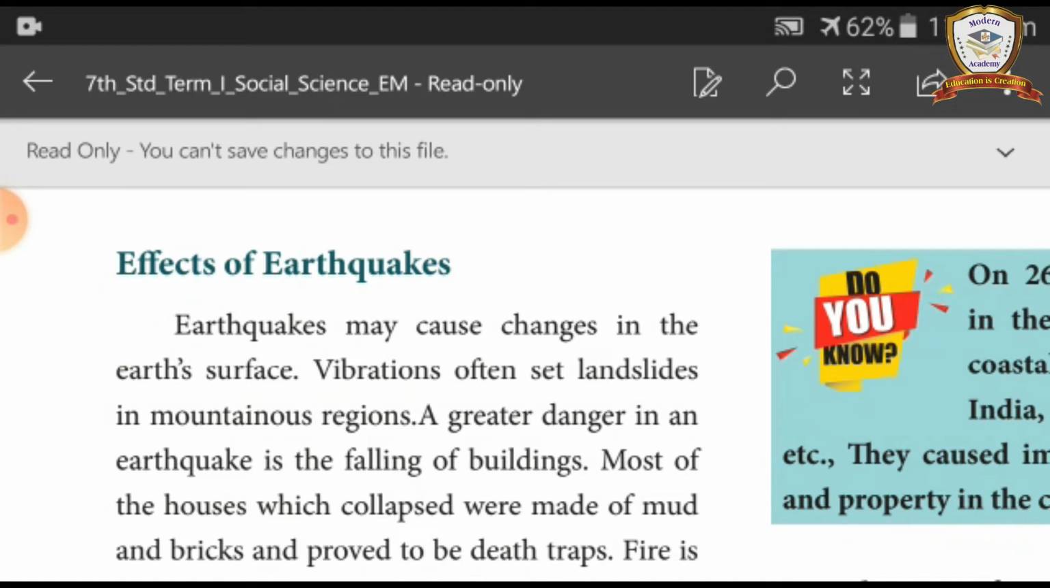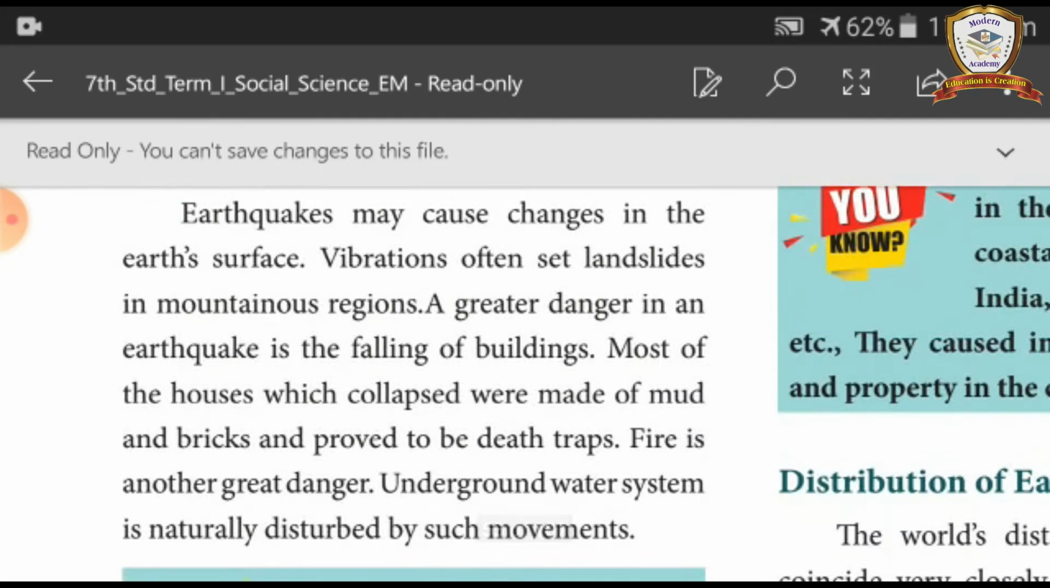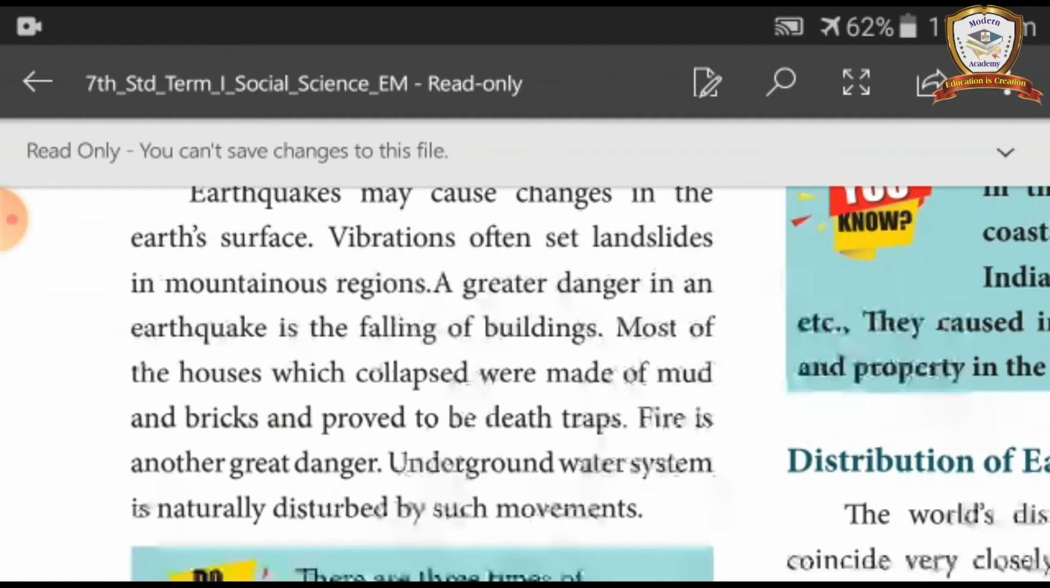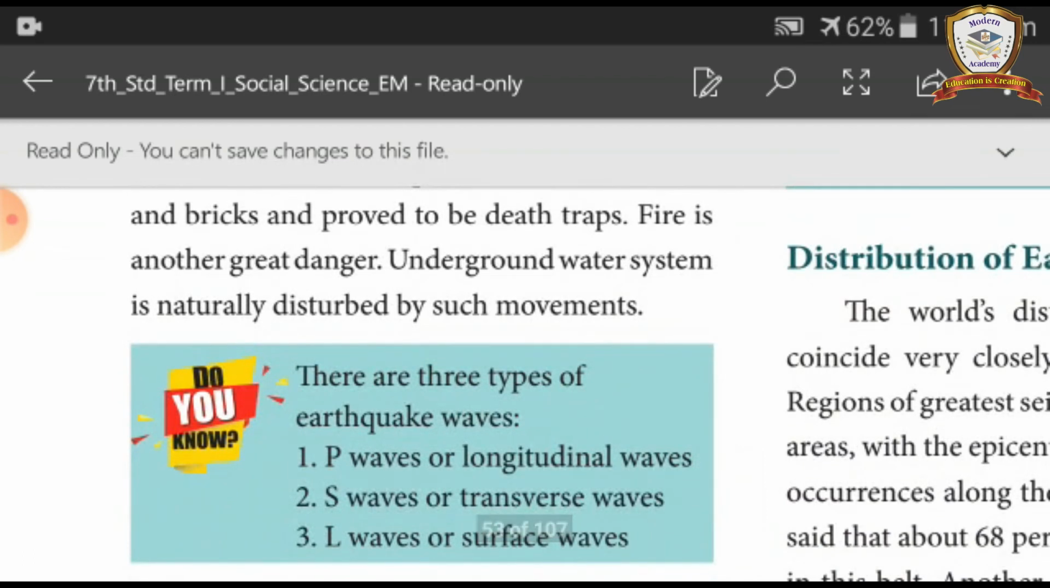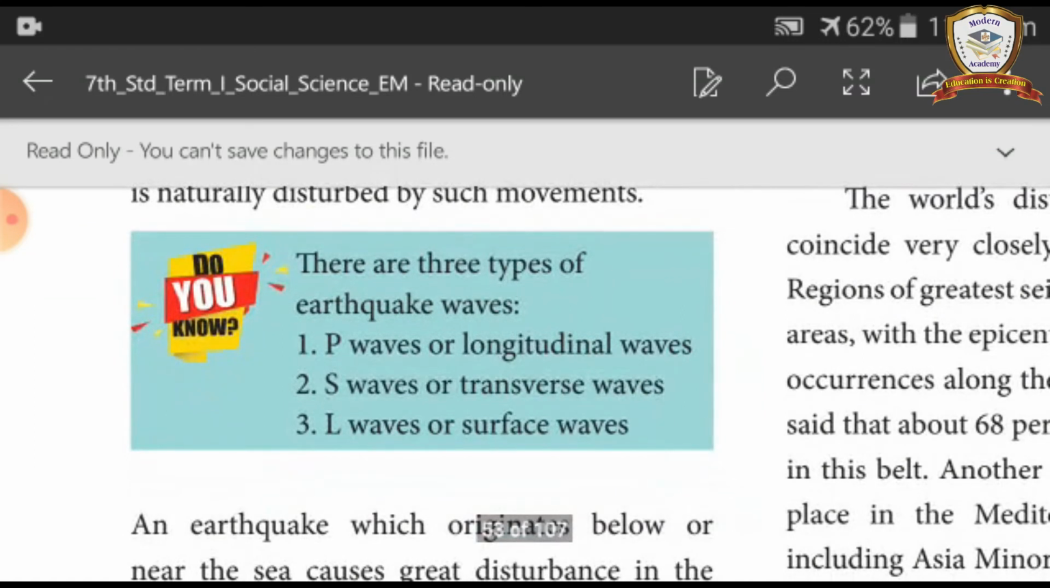Vibrations often set off landslides in mountainous regions. A great danger in an earthquake is the falling of buildings. Most of the houses which collapsed were made of mud and bricks and proved to be death traps. Fire is another great danger. The underground water system is naturally disturbed by such movements. Do you know there are three types of earthquake waves? P waves are longitudinal waves, S waves are transverse waves, L waves are surface waves.